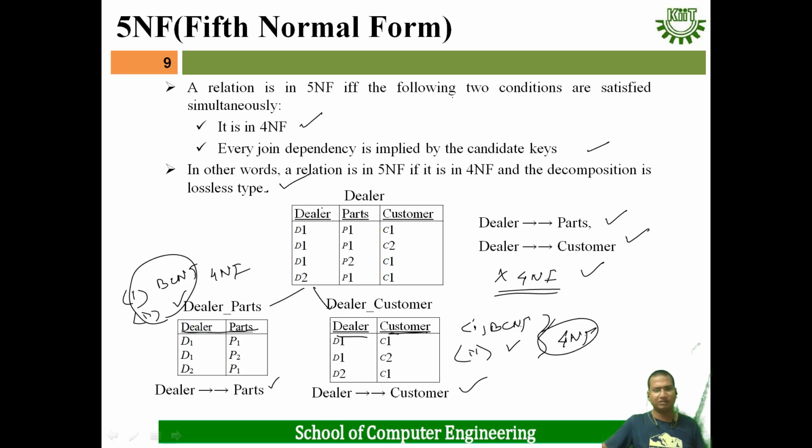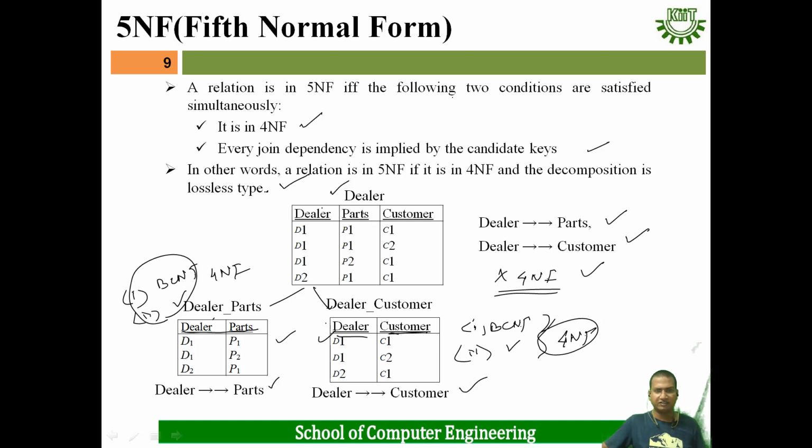But whether these tables, when we have broken this table into two parts, are in 5NF or not, we have to check. If join dependency is there, then we can say that these two tables are in 5NF. Join dependency means when we do a natural join among these two tables, if we get the original relation, then we can say that join dependency is present.